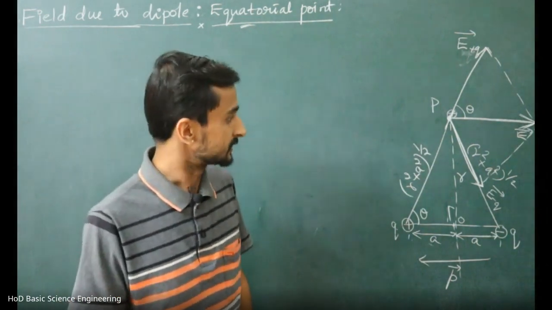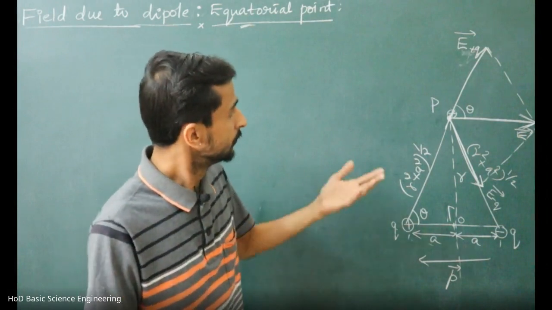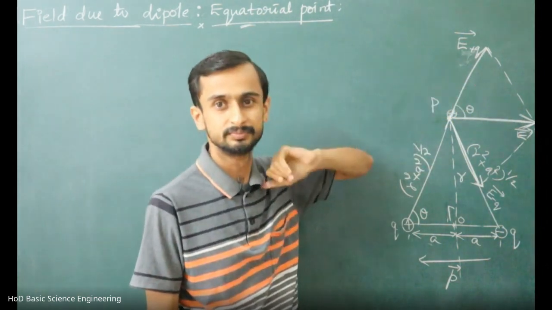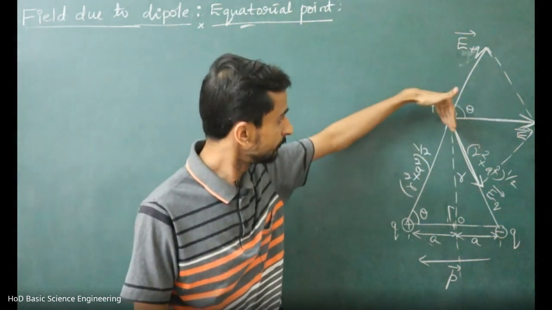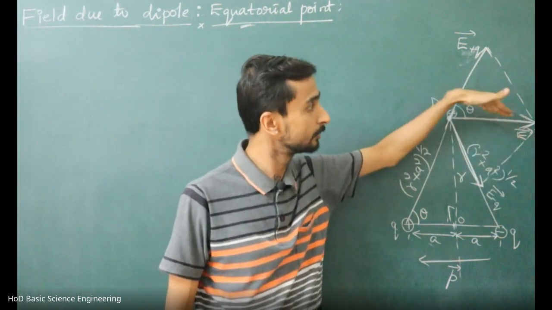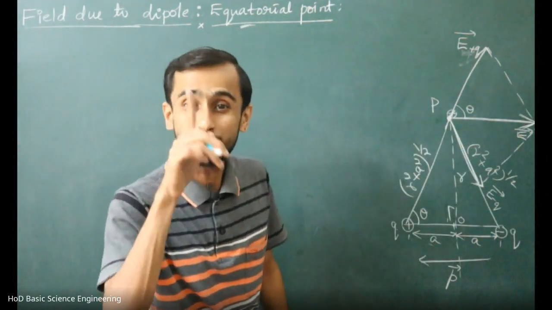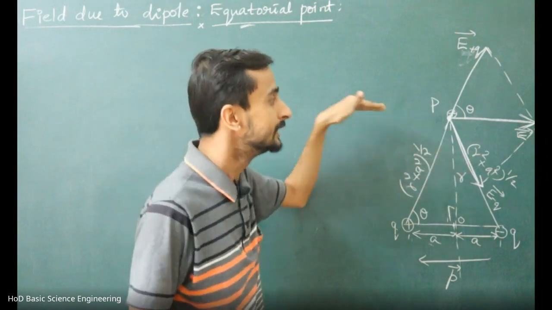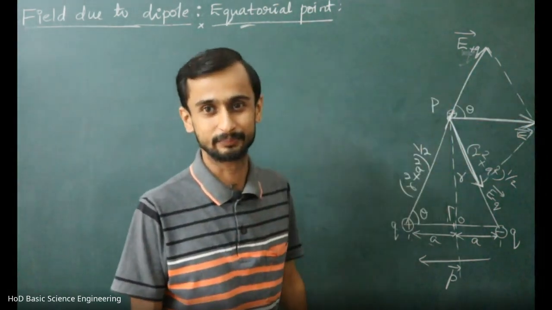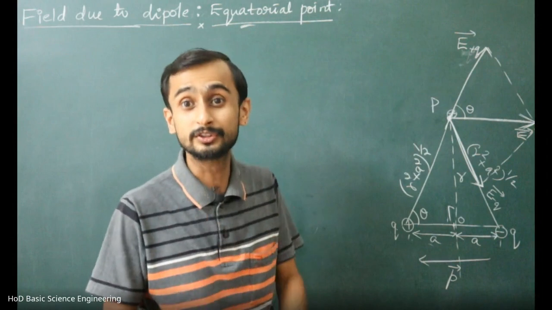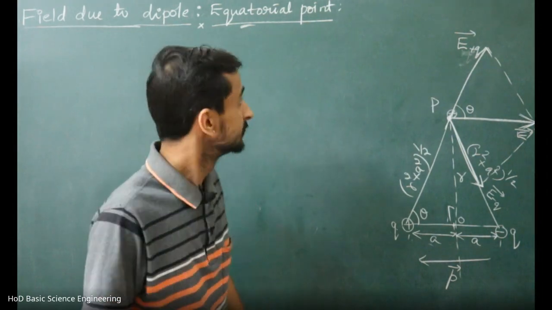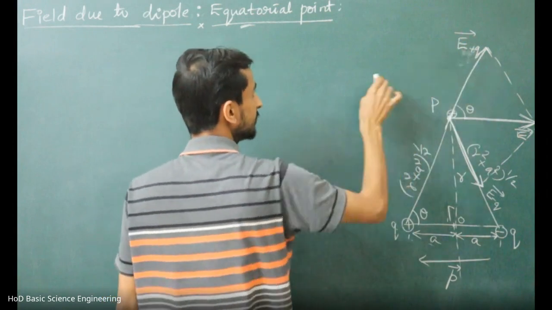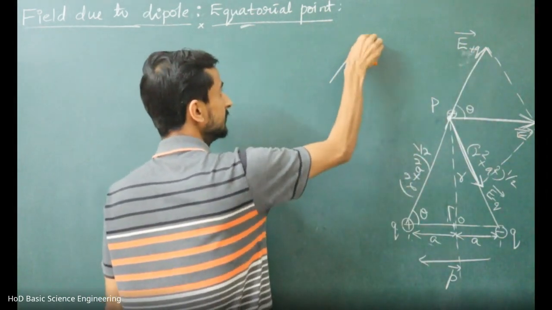Now, is the complete E plus Q acting along this? No. Similarly, is the complete E minus Q acting along this? No. Only one component of E plus Q and one component of E minus Q is acting along this particular direction. You know how to resolve vectors, right? So if we consider E plus Q, just look at this. E plus Q is acting along this direction, right? So I will take that E plus Q here.